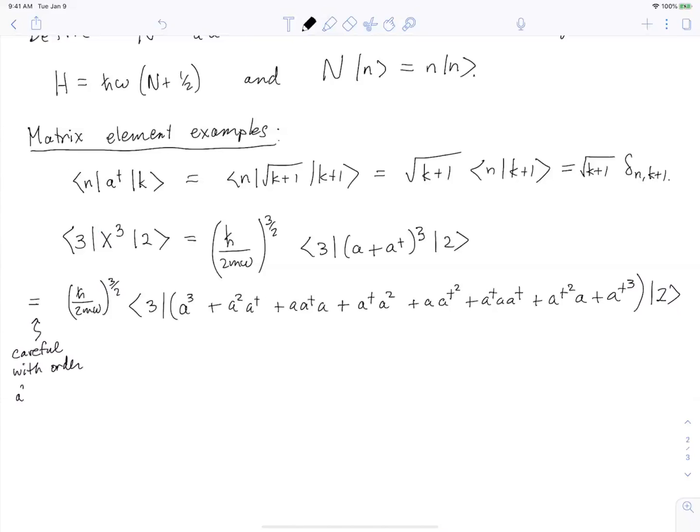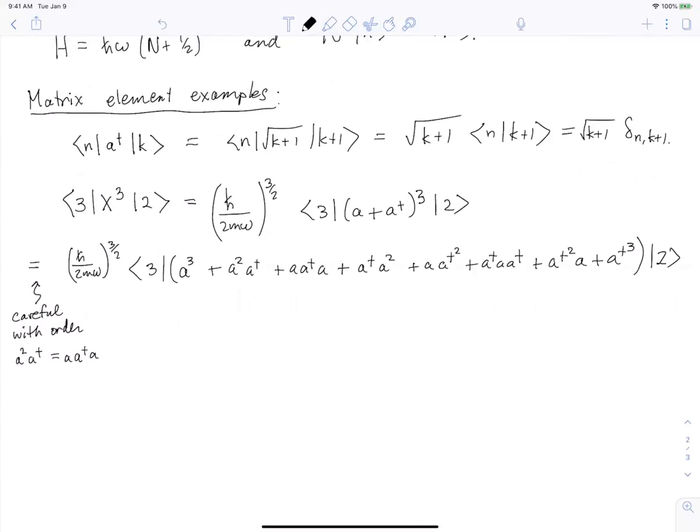So a squared a dagger, for example, is not the same thing as a dagger a. Okay, and now the point is that this long expression is mostly going to consist of things that can't possibly contribute. For example, I'm starting here with a state with 2 quanta. And then if I look at this term, I'm acting on a state that destroys 3 quanta. So the first 2 are going to reduce this to the ground state. And then the last of these 3 is going to act on it and give 0. And so that contribution is just 0. We can cross that out.